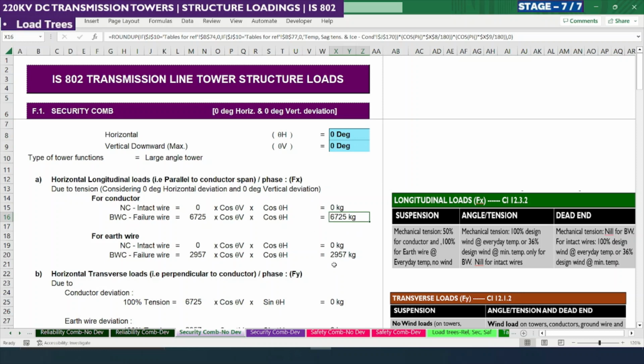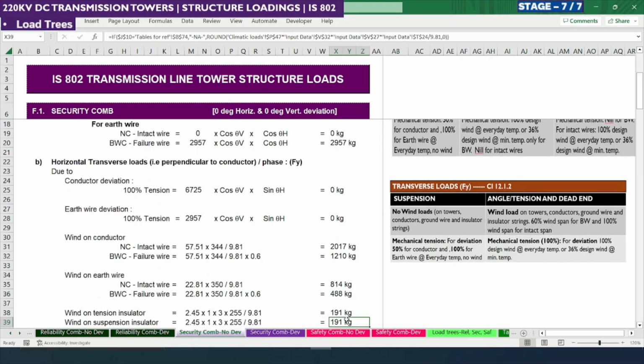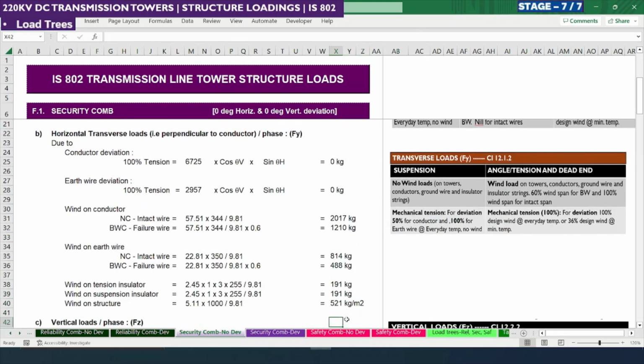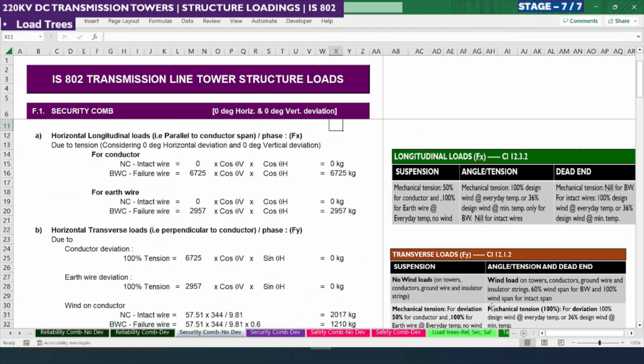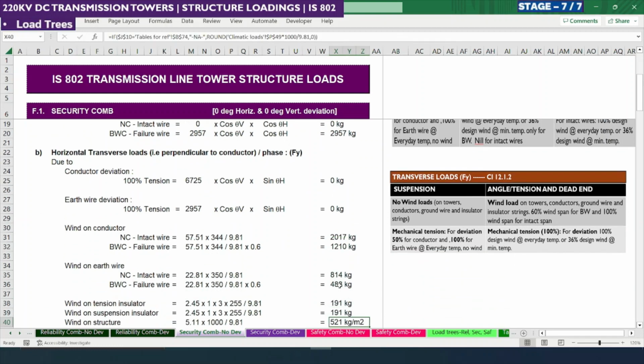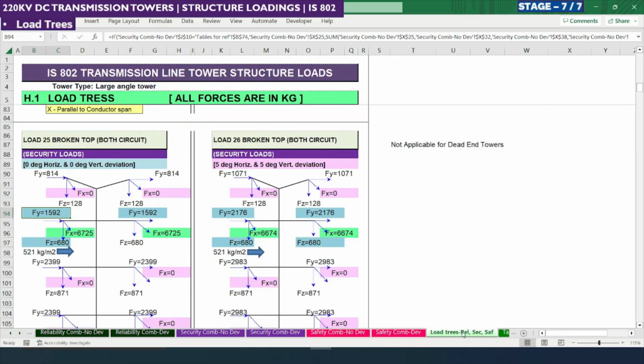So that transverse load, even transverse load is applicable, because in a suspension tower there is no wind load to be considered as per IS 802. So here you can see in the transverse side, no wind on tower or conductor or ground wire or even insulator string should be considered. But in case of tension and detent tower, we need to consider wind load. So that is the main reason we are getting this Fy value 1592, which is much higher.